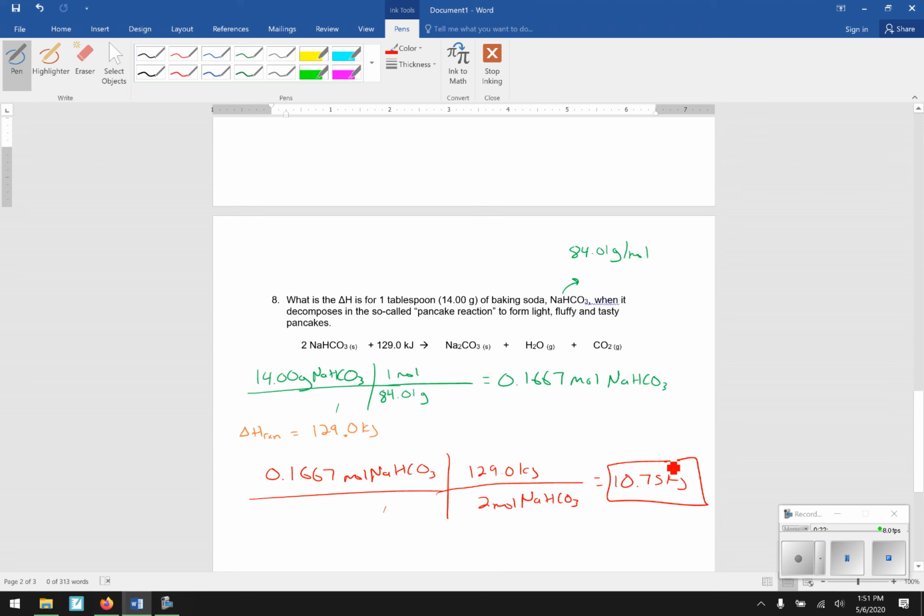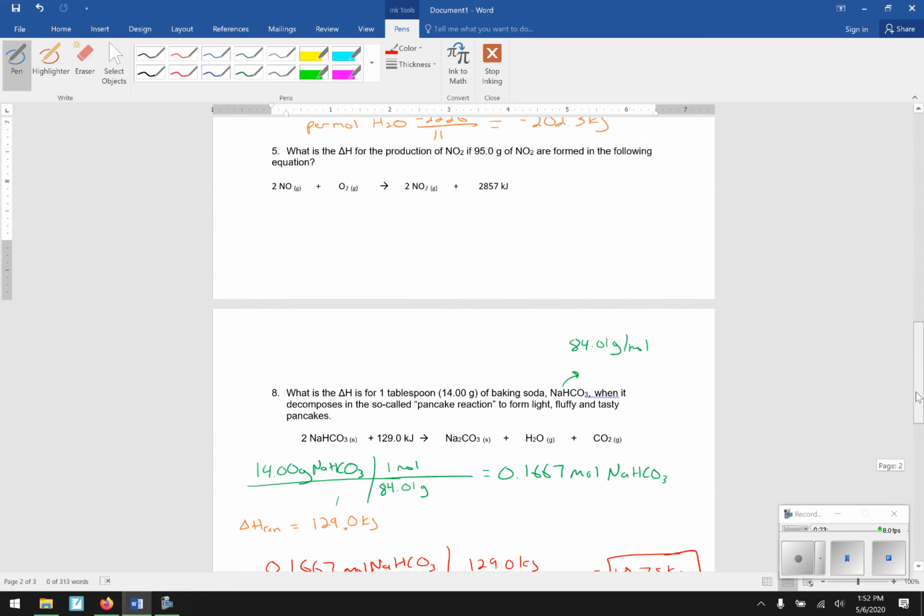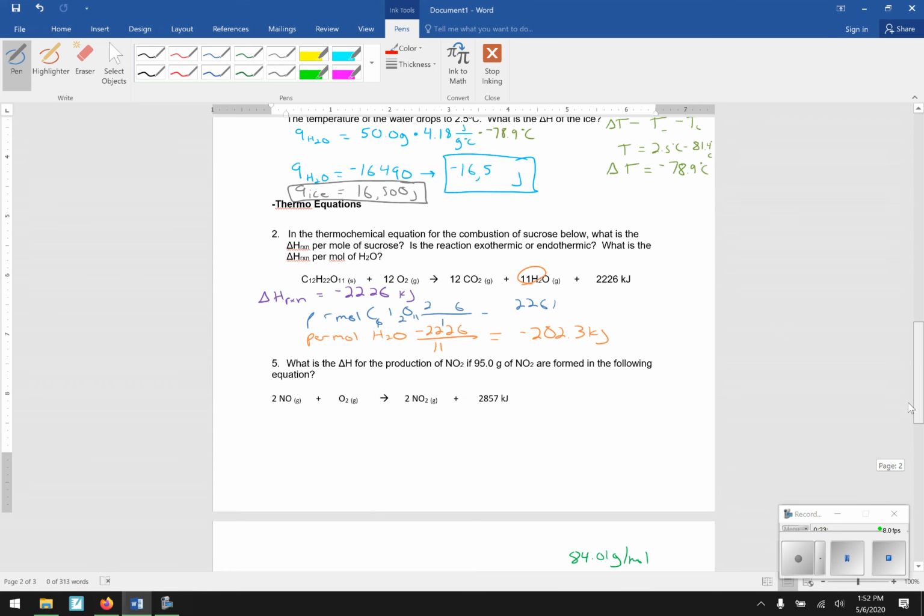So you need 10.75 kilojoules to make pancakes with 14 grams or a tablespoon of baking soda, or at least to decompose the baking soda part of the pancakes. I think that's the one that was like 11.28. I think I changed the conversion from 15 to 14 grams. I could be wrong, but that is the correct answer, 10.75. So that one is not on the mixed up answers. Sorry about that. That is my mistake. It's not the first one I made, nor will it be the last one.